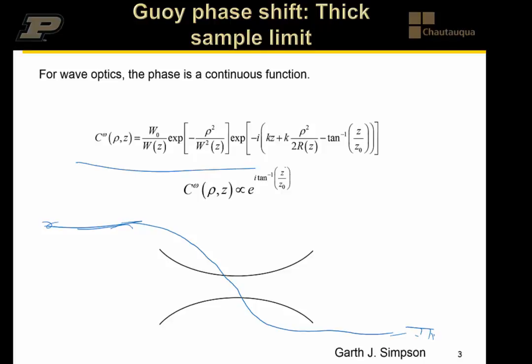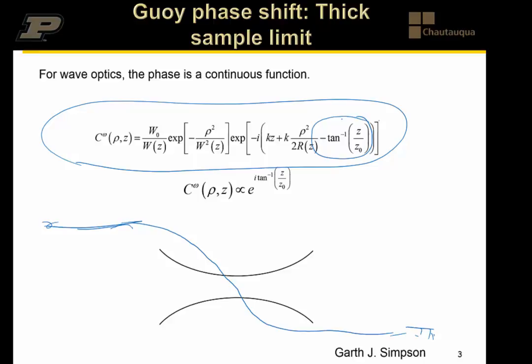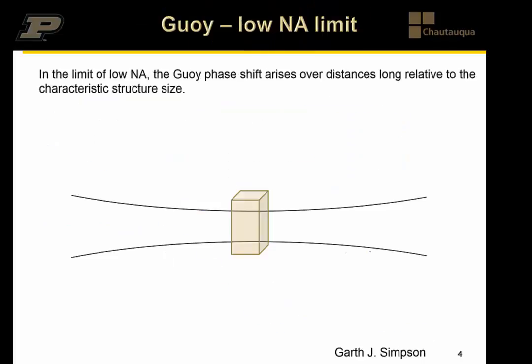It turns out in this general expression for the intensity, well, actually for the amplitude as a function of position in both radial and axial position, rho and z, that the key element in this expression is this inverse tangent term, because that ultimately dictates the phase of the wave as it transits this focal volume. And that is ultimately the origin of the Gouy phase shift, this e to the i inverse tan z over z0 term.